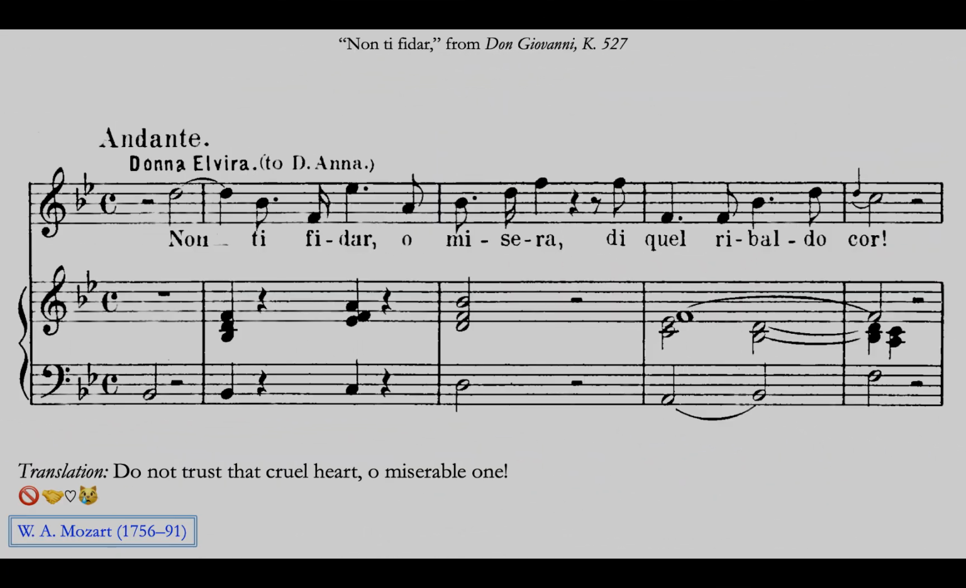So let's try these ideas out with some real music. We'll listen to the first few bars from this aria from Mozart's Don Giovanni, and we're listening for some of the 6/4 paradigms that we just discussed.